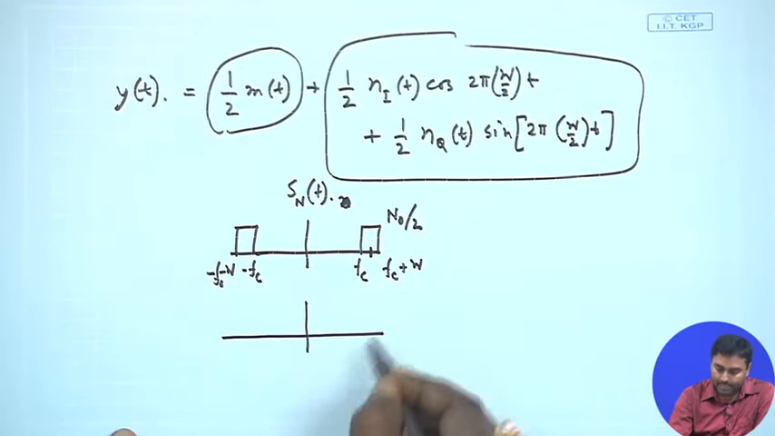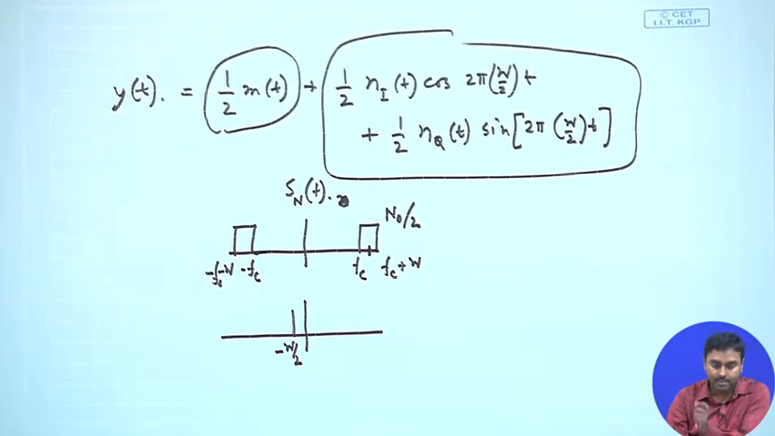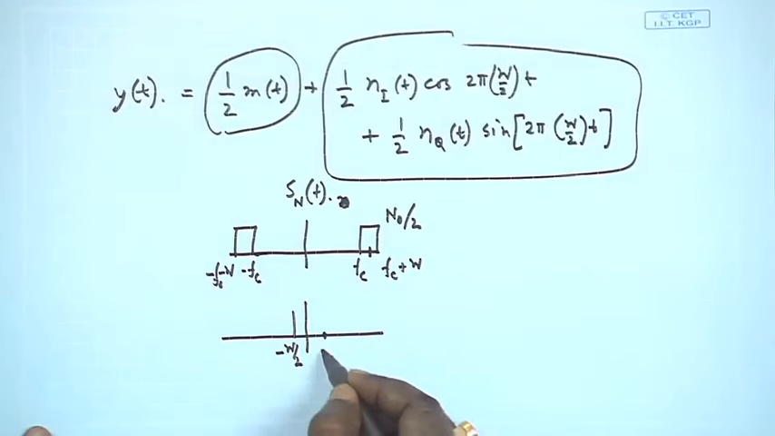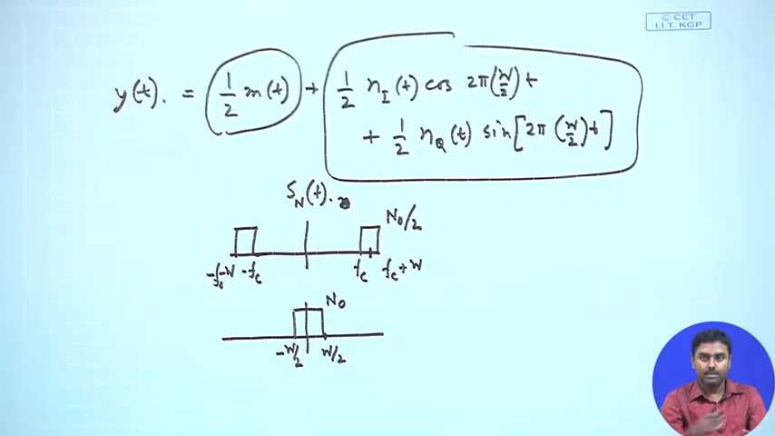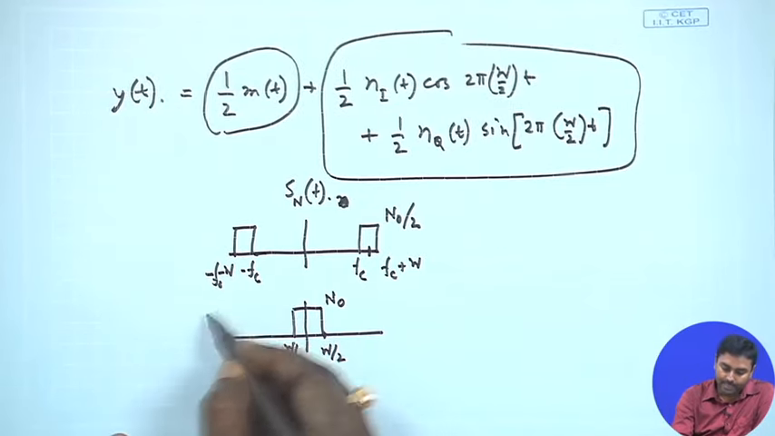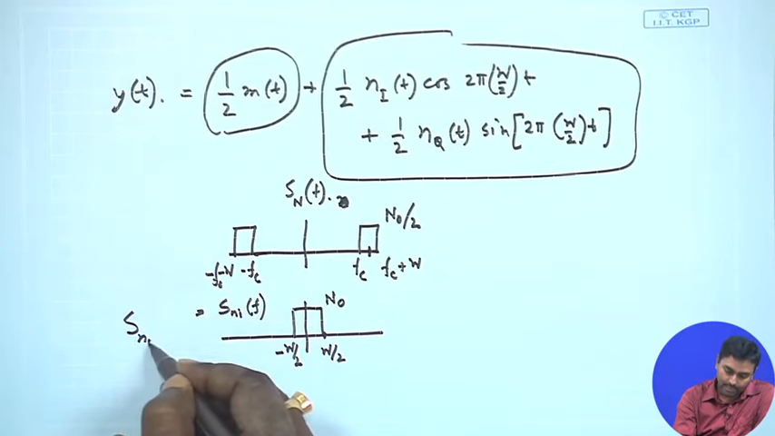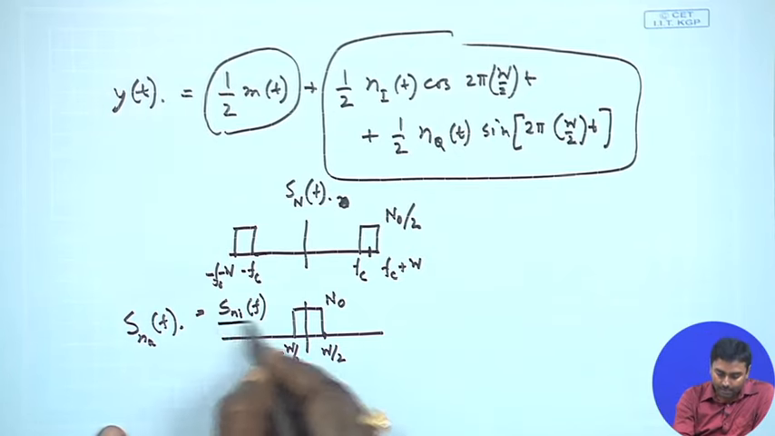So, Ni or Nq will be going from minus W by 2, because the central frequency is basically Fc plus W by 2 and that much shift we give. So, therefore, it will be going from minus W by 2 to plus W by 2, unlike the previous one, and it goes up to N0, right, there gets added. So, this is my SNIf or SNQf, both of them. Okay. Now, let us just consider this one.